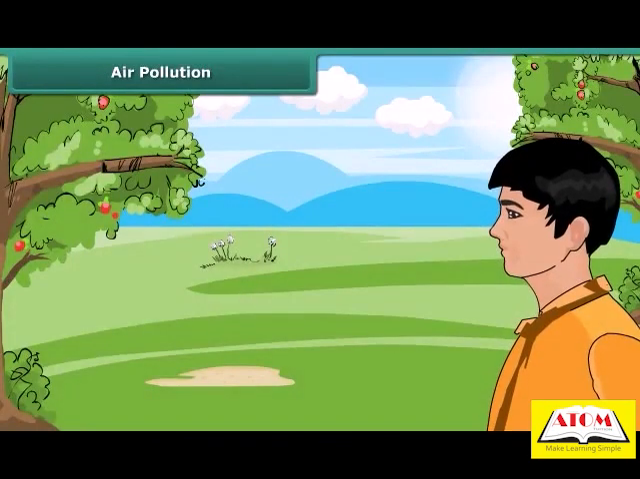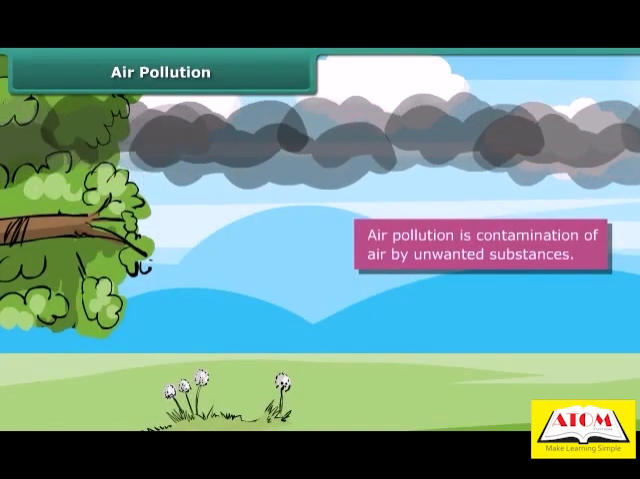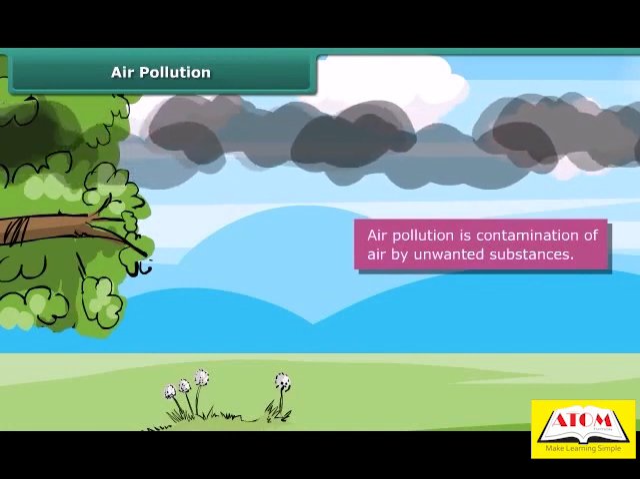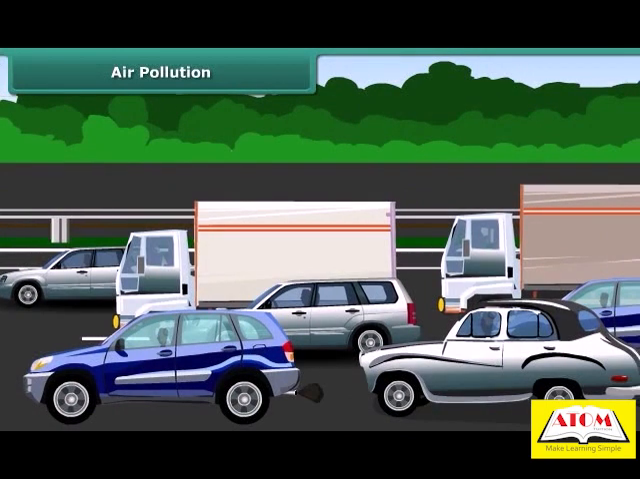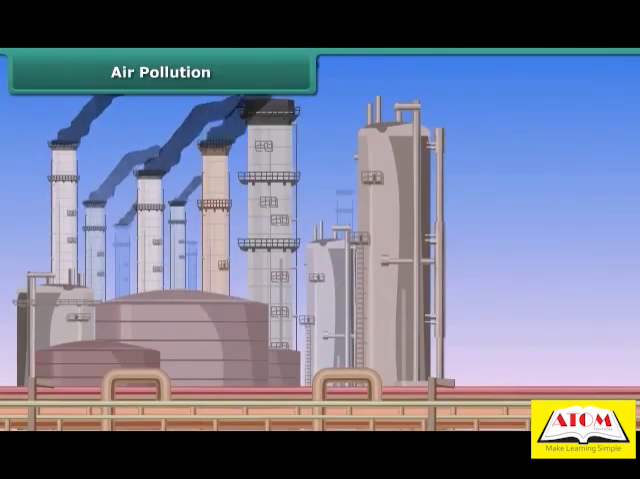Air is necessary for our lives, but air is getting polluted day by day due to presence of unwanted substances in it. Now you would like to know from where these substances come. These are released when fuels burn in vehicles or factories and power plants produce them as gaseous wastes.